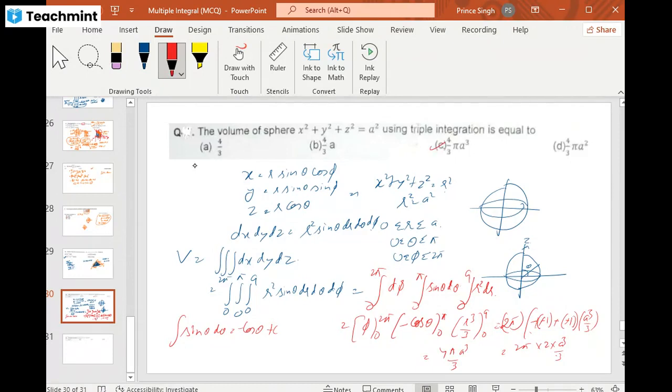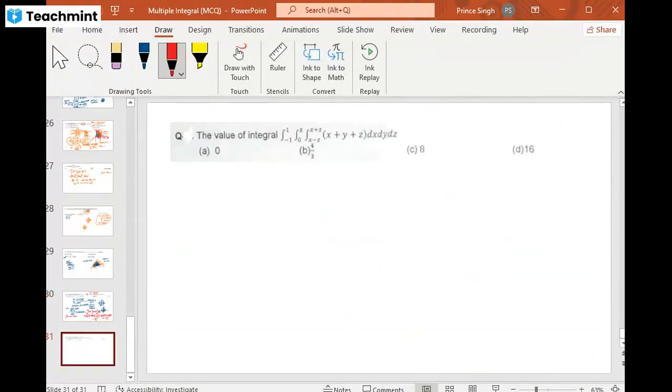Otherwise, we know the volume of a sphere is 4 by 3 pi r cube. What is r? It is a. So we can directly write the answer, but this is how we actually calculate the volume of the sphere by first converting it into the spherical polar coordinate system, and hence we can get the volume of the surface also. Let us move to the next question.